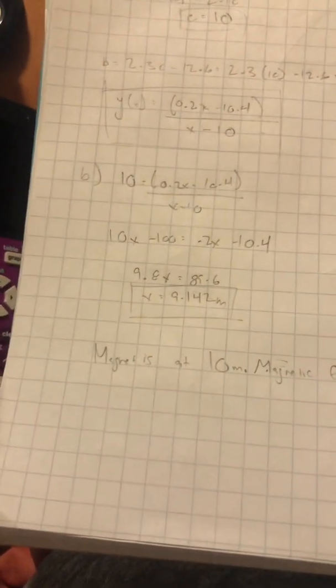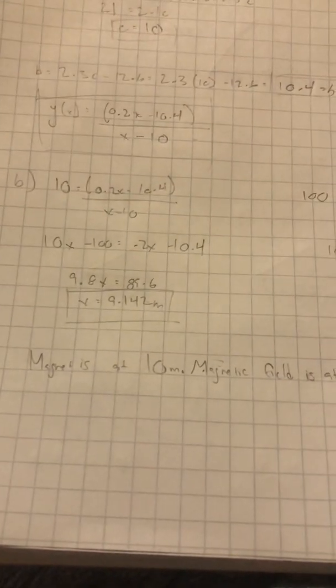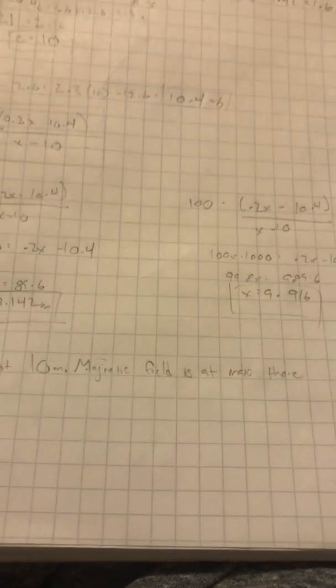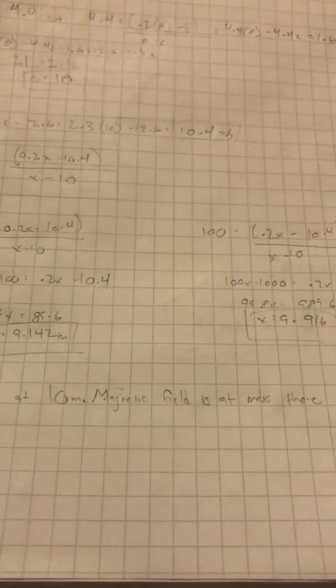And then it asks us where we think he was at the start of the problem, and I said he was 10 meters out because that's basically where it started increasing in the magnetic field. Once he's 10 meters in, it's pretty much maxed out.